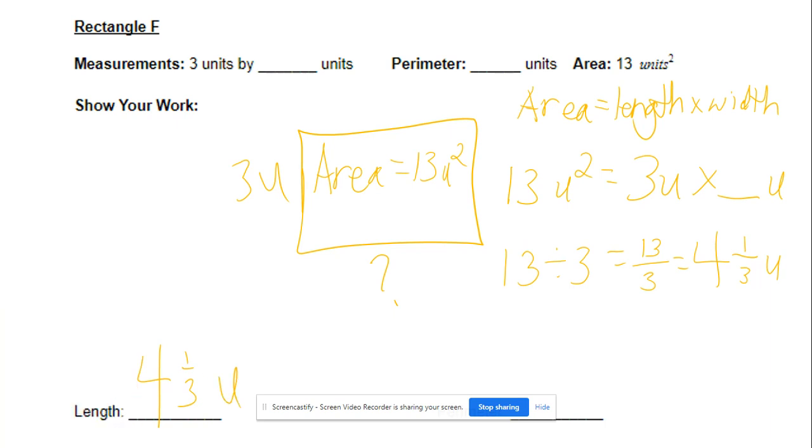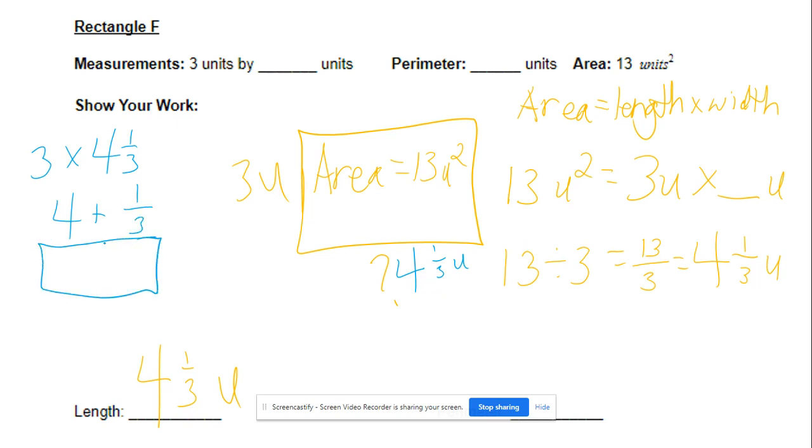We can check our work by inserting 4 1/3 units and now multiplying 3 times 4 1/3 to get 13 as our area. So here we can rewrite 4 1/3 as 4 plus 1/3. We have 3 over to the left. 3 times 4 is 12. 3 can be written as 3 over 1 times 1/3. So we have 12 plus 3 times 1 is 3. 1 times 3 is 3, which equals 1. 12 plus 1 equals 13, which is the area that we had started with. So to fill in our missing parts, our missing length would be 4 1/3 units.